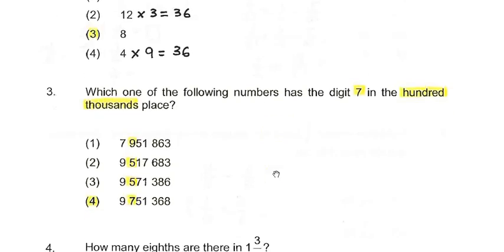Next. Which one of the following numbers has the digit 7 in the 100,000 place? Obviously, it's this over here. Answer is 4. Right? These are the things that you should know by now, where the placings are.